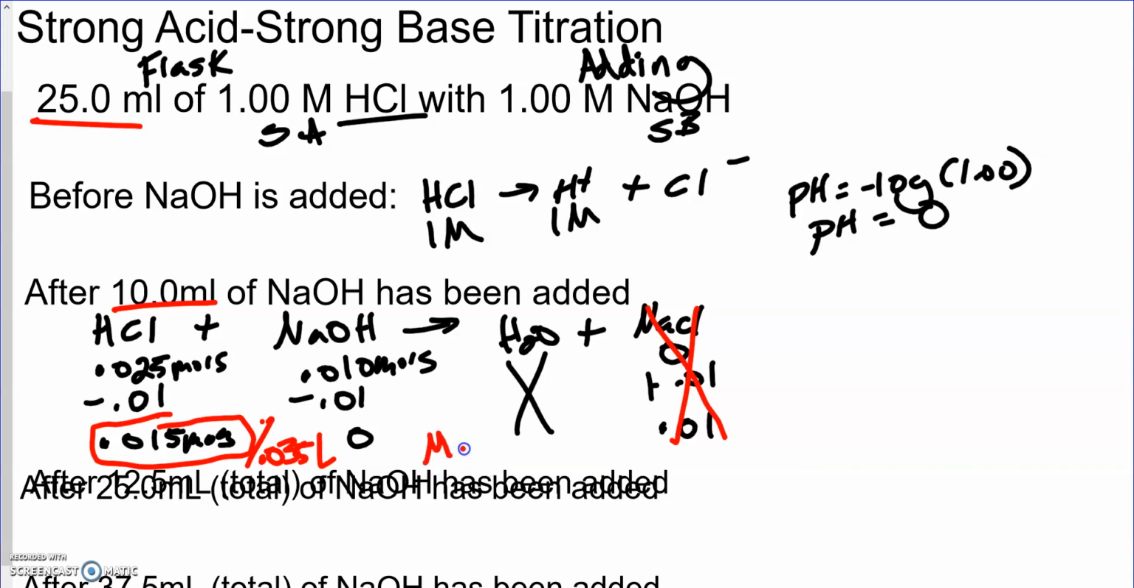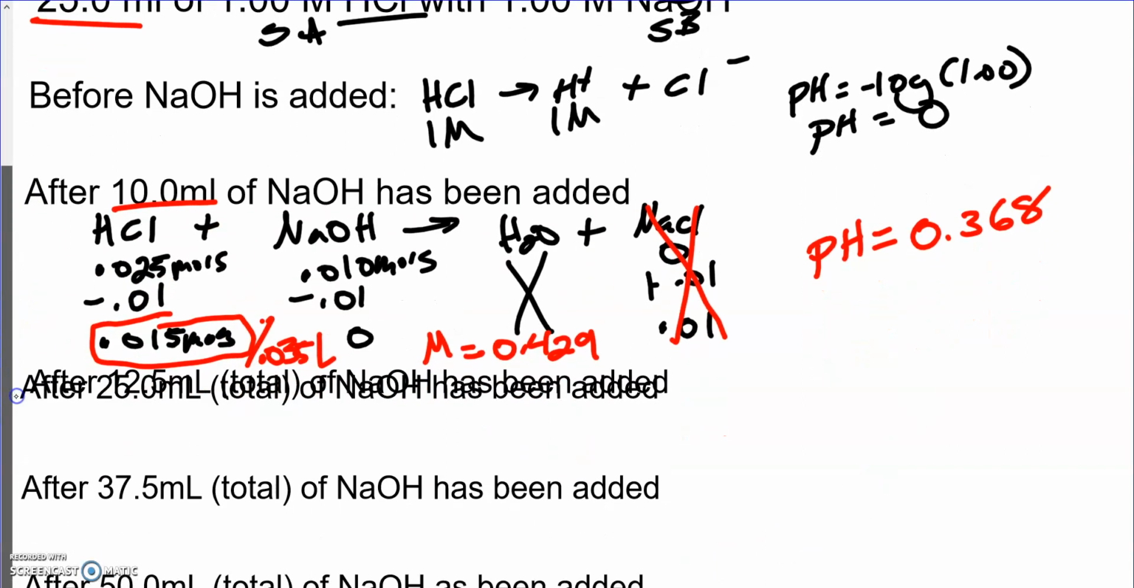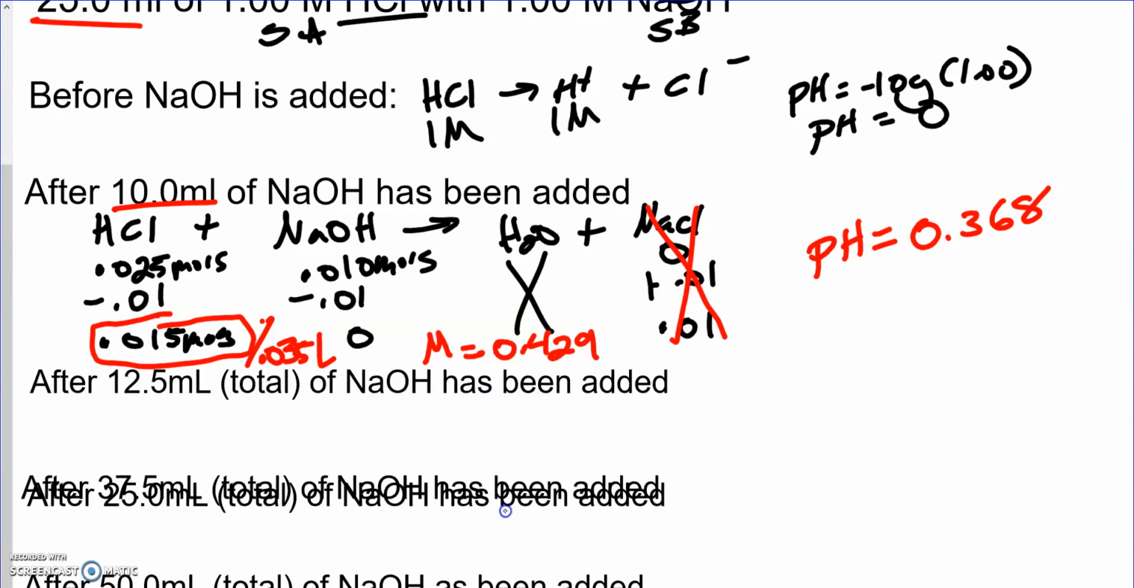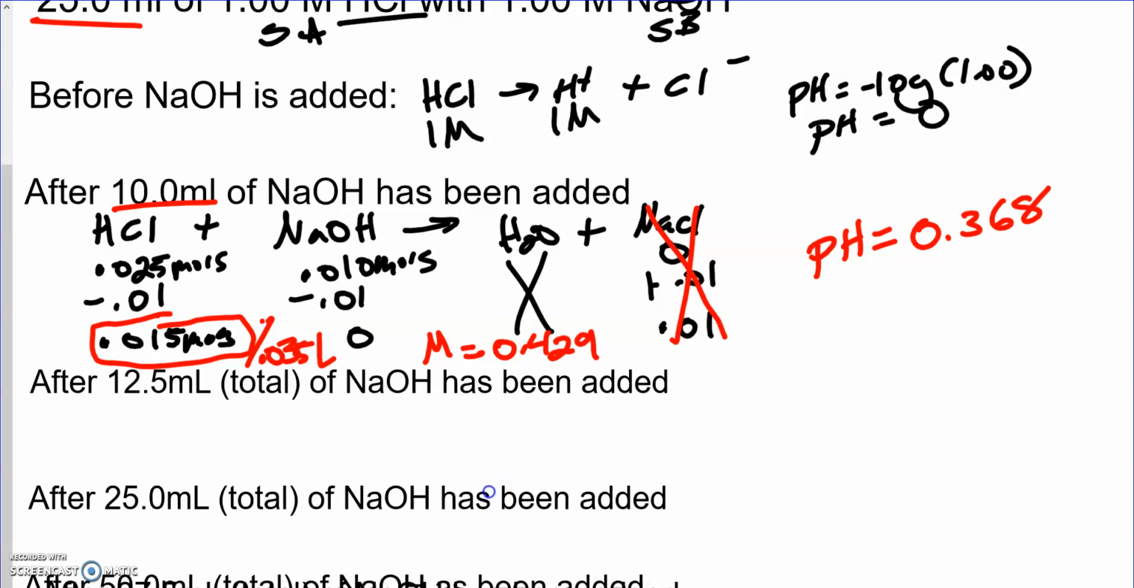So our molarity of our HCl is going to be 0.429. And of course, from there, I can just take the negative log of it, because it's just a strong acid. So our pH for this guy is going to be 0.368. Okay, so no big deal. Pretty easy. We have a little bit more, or less acidic solution, I guess I should say. So let's keep going. And I'm just going to move all of these down so we have plenty of room to work.